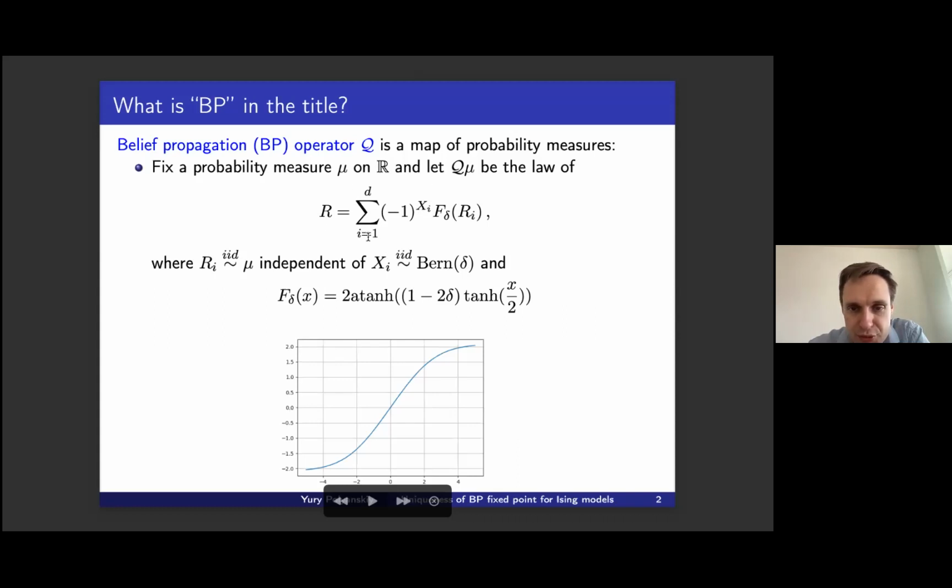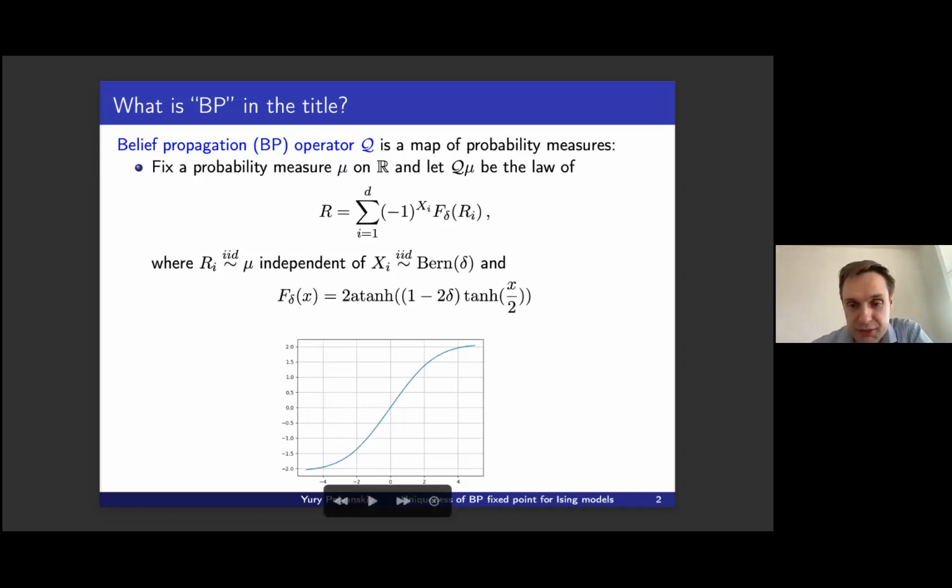This is a very strange operation, but I will take some time to explain how it arises and why it's important simultaneously in several different domains of statistics and physics and information theory. So after we did all of this, we obtain a new random variable, and the law of this random variable is what we denote by Q mu. So this is an operator which takes mu, samples d variables, applies the nonlinearity, sums the results with random signs, and the result is a new probability measure, which we denote as Q mu.